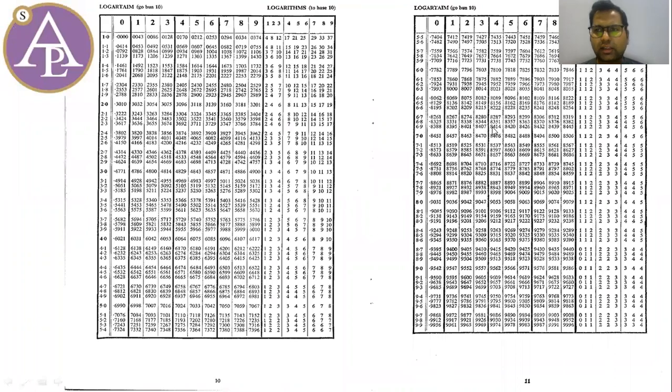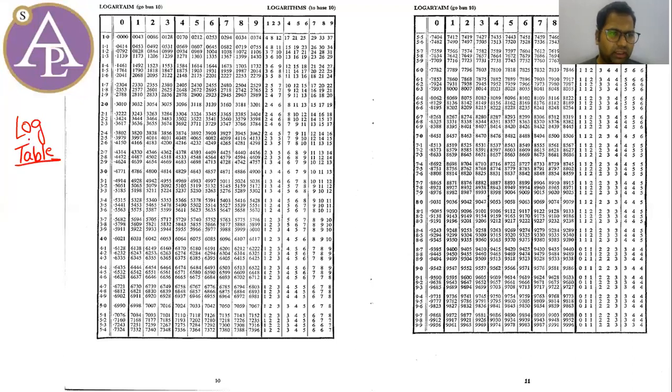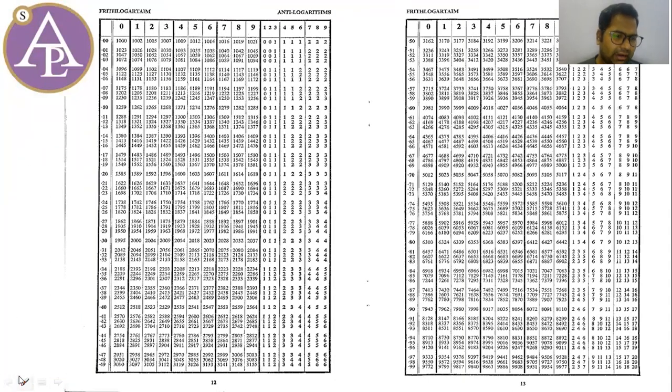To do calculations, what we do is we use the logarithm and anti-logarithm table. This table is the log table, okay. In short we also call this the log table. This is the log table, or the logarithm table, and we also have an anti-log table. Using this log and anti-log table, you can do any calculation.